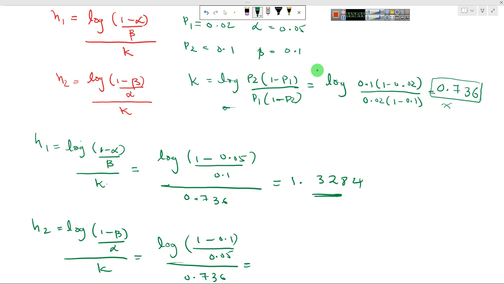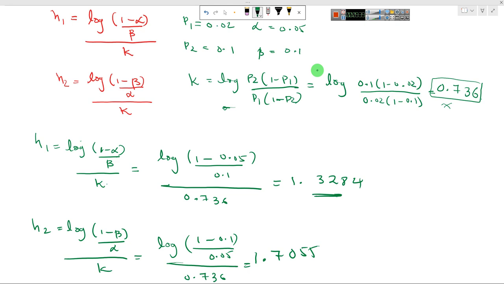Log of 1 minus 0.1 divided by 0.05 is equal to 1.255272505. Then I have to divide this value by 0.736. So I got 1.7055.